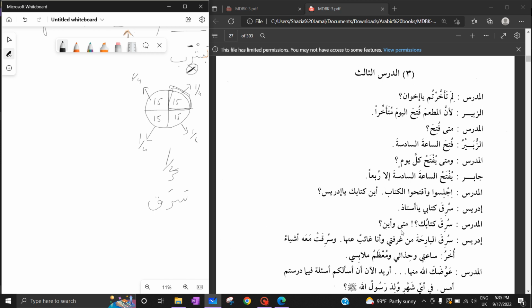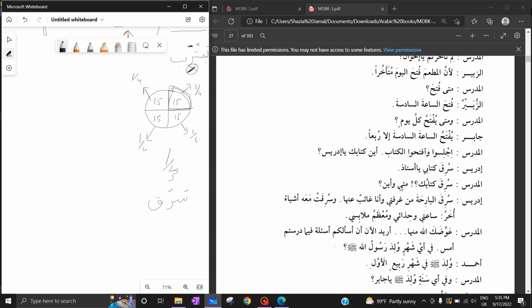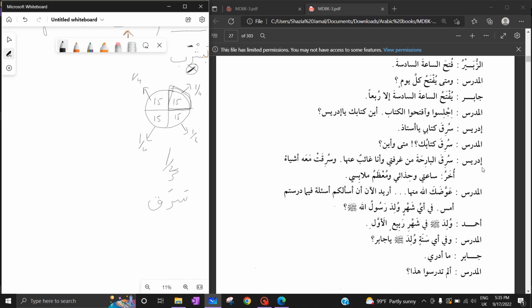Mata wa aina. When did it happen? Mata wa aina. Sorry, no, it's not hal. Mata wa aina means when and where. Idris: Suriqa al-barihata. Barihata is a zarf, and the meaning of barihata is last night. Min ghurfati means it was stolen last night from my room.